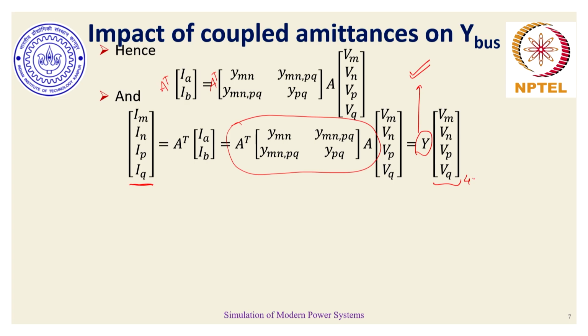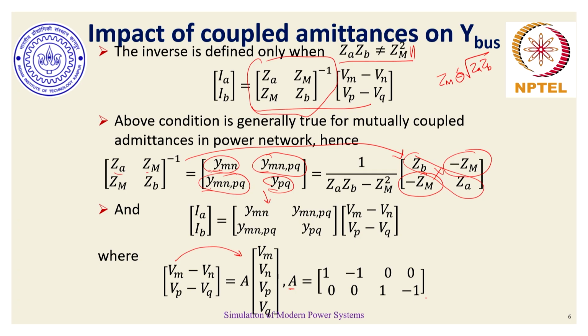Since here we have a 4 cross 1 vector, here also we have a 4 cross 1 vector. So, Y has to be a 4 cross 4 matrix. Is that true? Let us see. What we saw here was A is a 2 cross 4 matrix. If A is a 2 cross 4 matrix, A transpose would be a 4 cross 2 matrix.